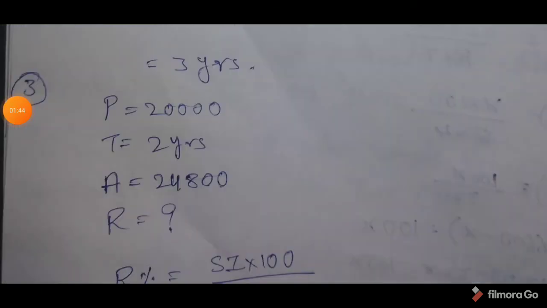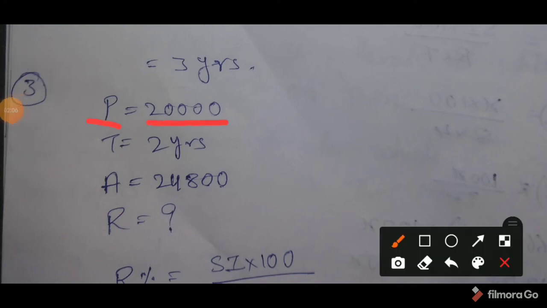Next we have another question. A person borrowed a sum of 20,000 for 2 years on simple interest. He had to repay 24,800 including interest after 2 years. The rate of interest per annum was? So here they clearly mention the principal amount, borrowed amount, is 20,000. Time period is 2 years. Amount after 2 years he needs to pay 24,800. So what is the rate of interest that we need to find?